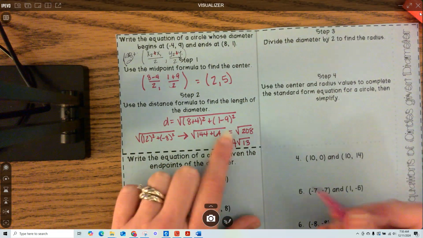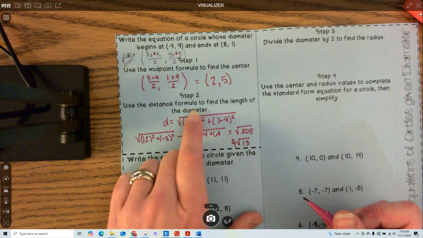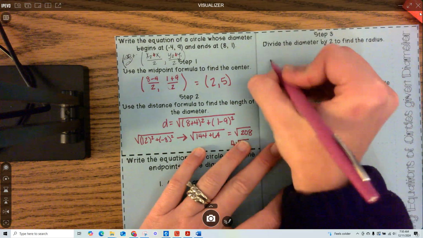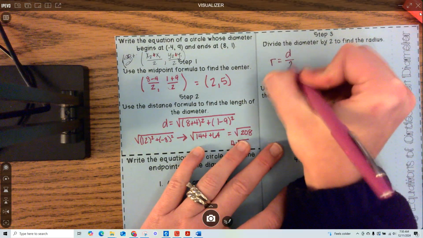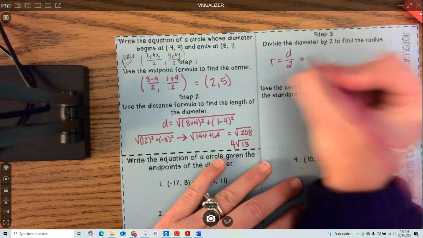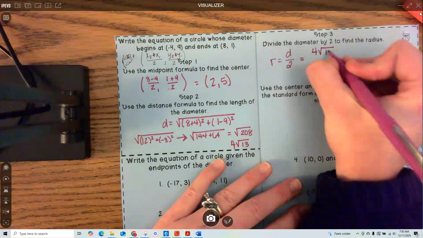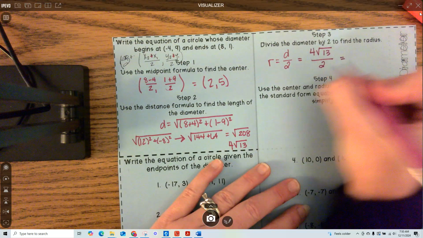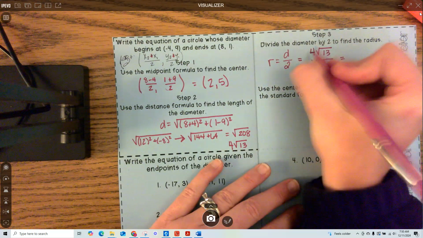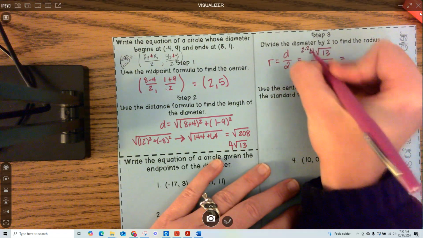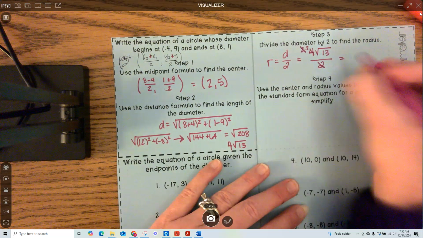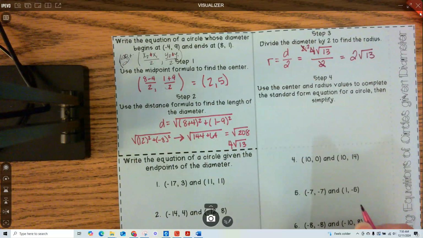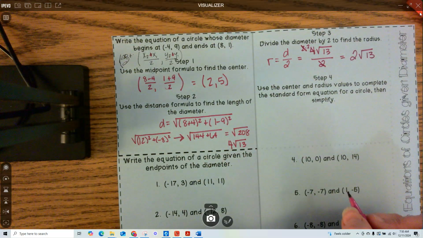The reason I simplified it is because that's the diameter. To find the radius, I need to divide it by 2. The radius is equal to the diameter divided by 2. So the diameter is 4 times the square root of 13, divided by 2. This 2 cancels out because 4 is the same as 2 times 2, and I can cancel one of those 2's on top. So 2 times the square root of 13 is my radius length.